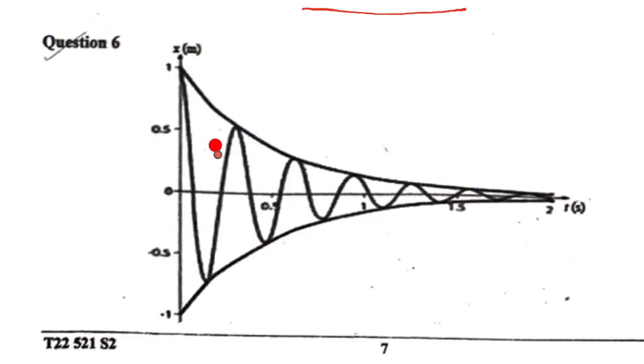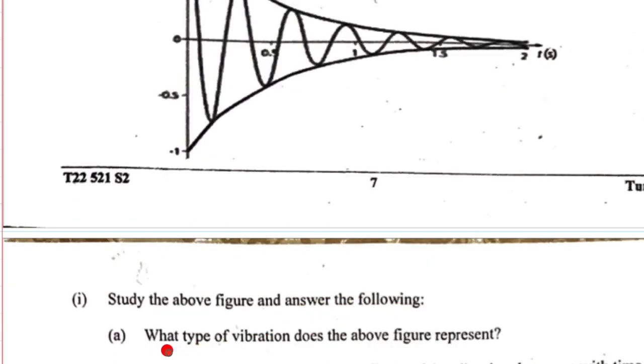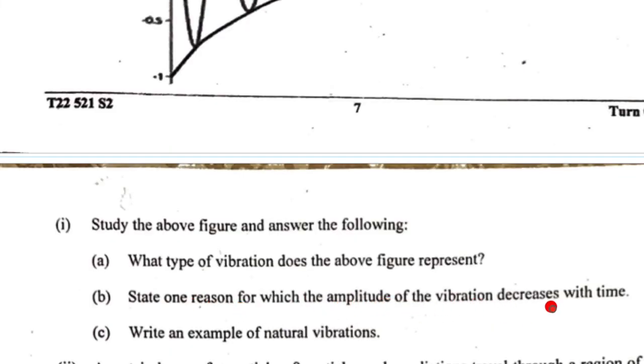Question 6. We have been given this graph and you know what this is. This question has been repeated so often. This is your damped vibration. Study the above figure and answer the following. What type of vibration does it represent? Damped vibration. State one reason why the amplitude decreases with time and write an example of natural vibration. Let us see how we write the answer.